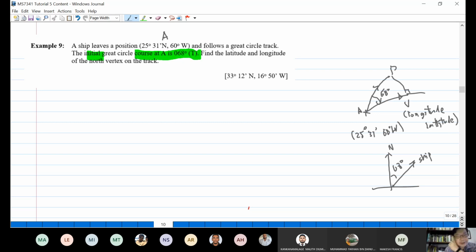So this is the situation of the problem. I want to find the longitude and the latitude of this point when the ship moves in this direction, pointing to the pole. Wait a while, let me check something.